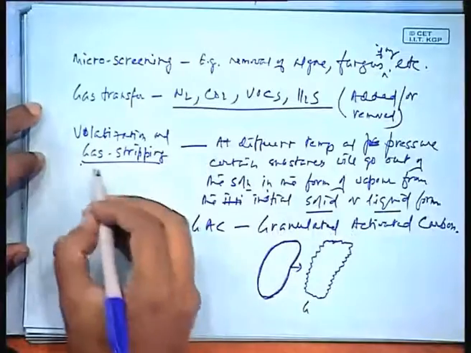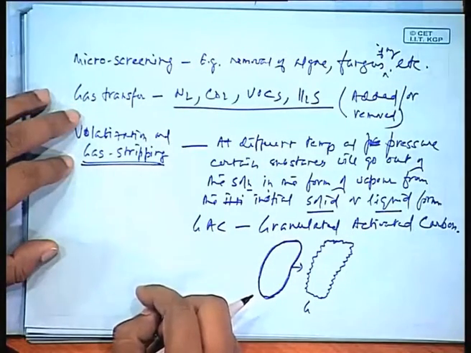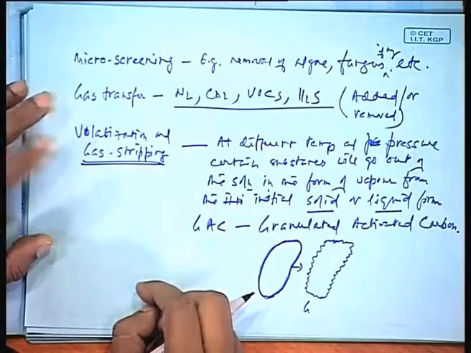Or say bad smells. So these odors, the odorous gases, can be absorbed by these activated carbon surfaces. This is what is volatilization and gas trapping. We generally use this gas trapping in various industrial wastewater treatment methods.